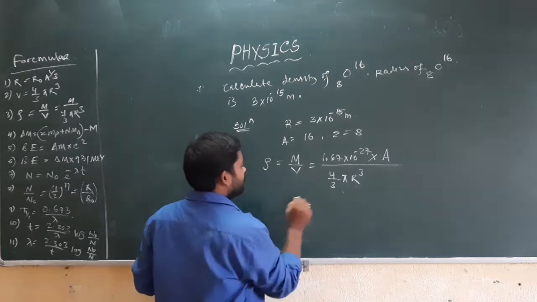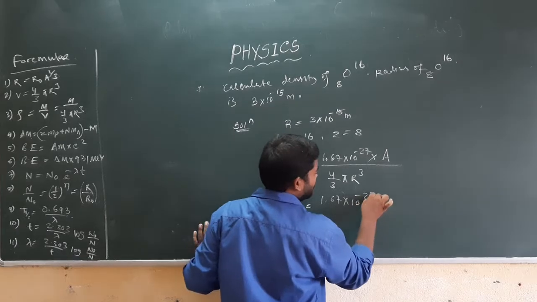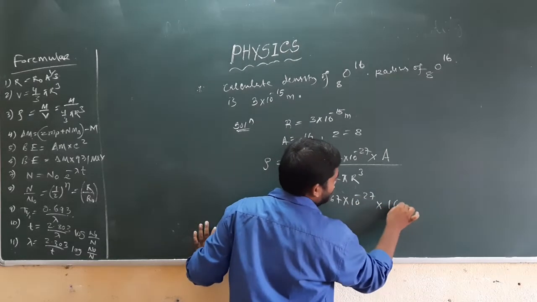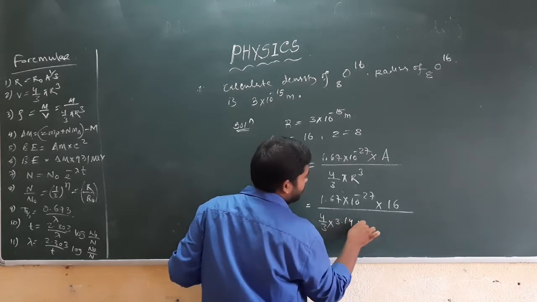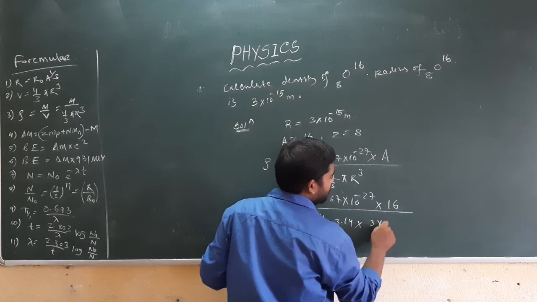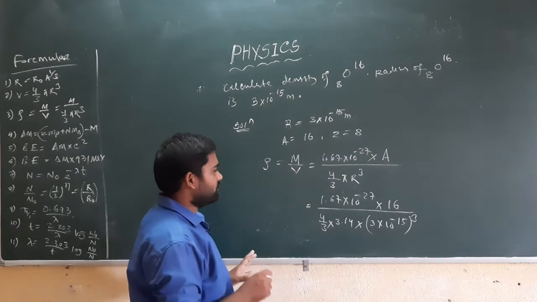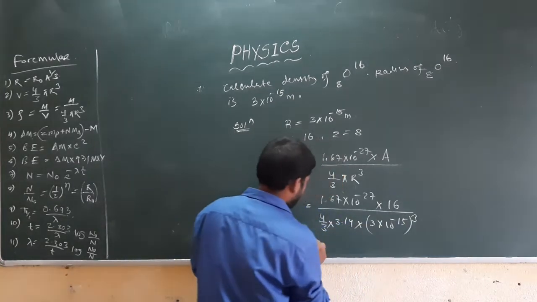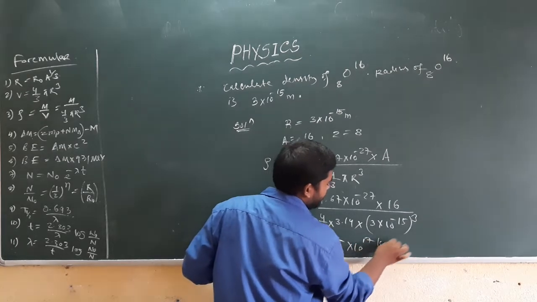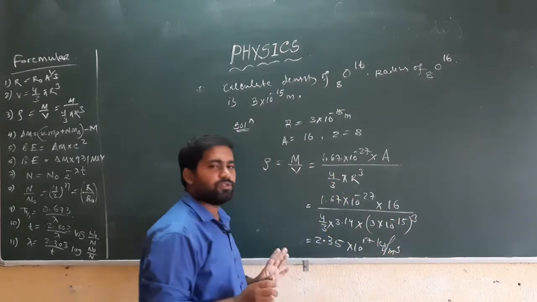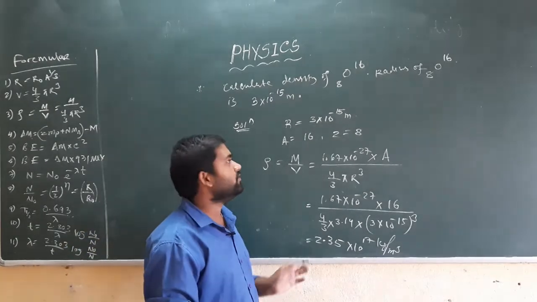So, 1.67 into 10 to the power minus 27 into the mass number 16, divided by 4 by 3 into 3.14 into 3 into 10 to the power minus 15, whole cube. And the value will be 2.35 into 10 to the power 17 kg per meter cube. So this is one type of problem, calculating the density of the nucleus.